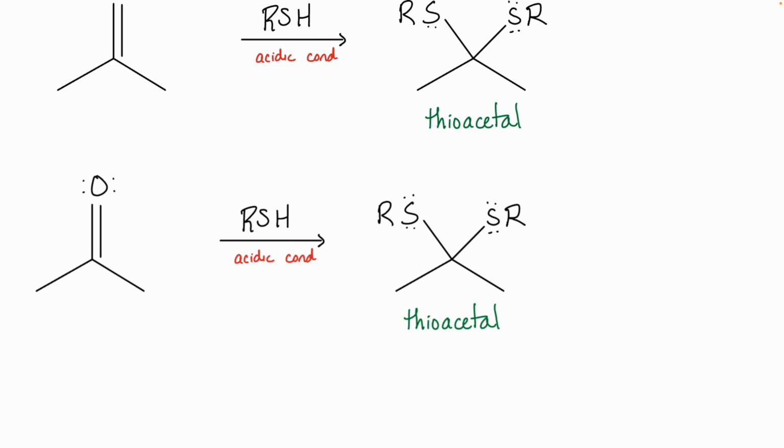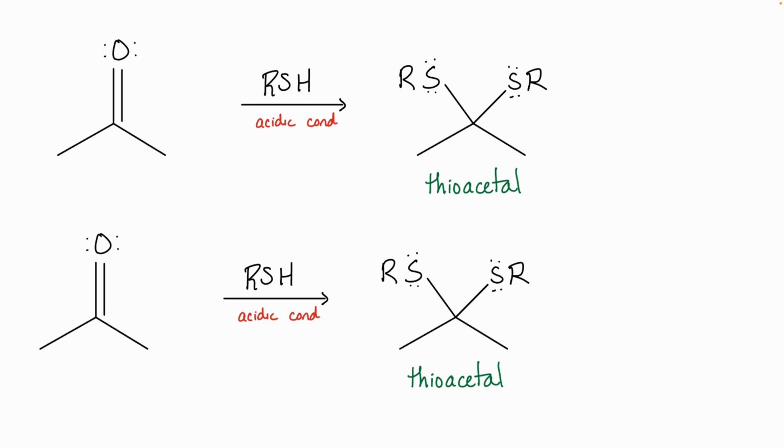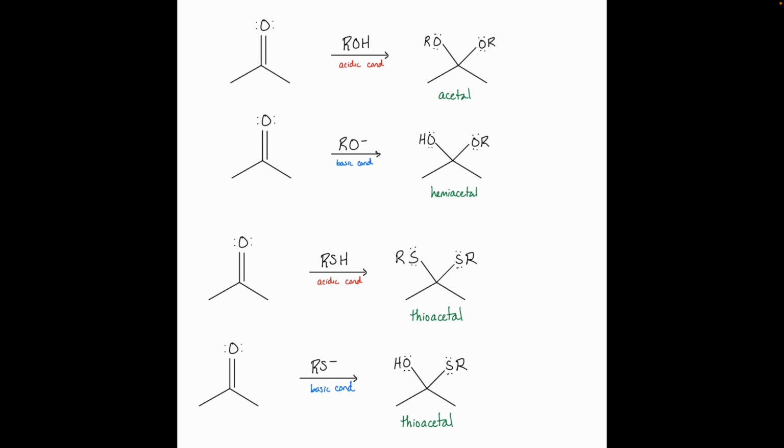But if we did the same thing, but under basic conditions, so now we're not using a neutral thiol, but a thiolate ion. Again, we see under basic conditions just 1 round of nucleophilic attack, so we only add that sulfur once. All right, so to be clear, I'll try to color these here. So they're still both called acetals? No, sorry. This is a hemithioacetal.